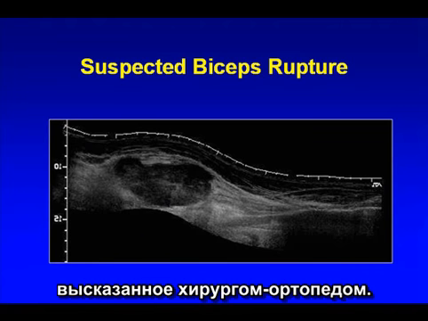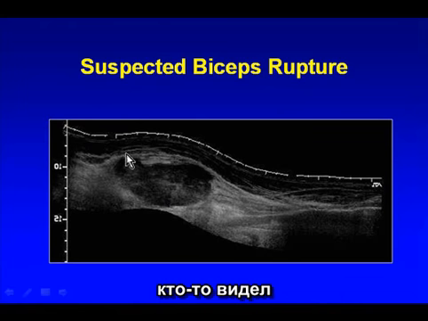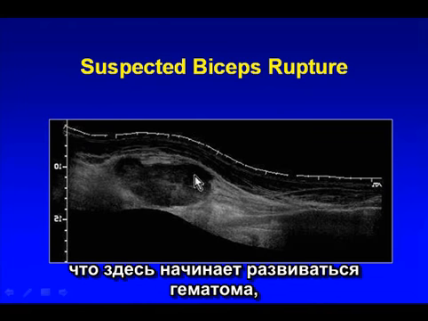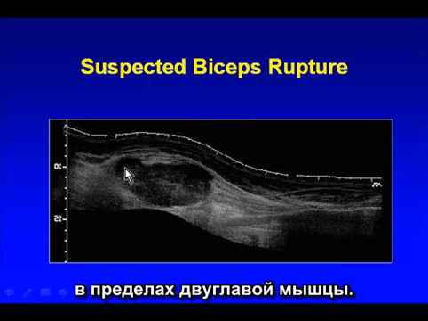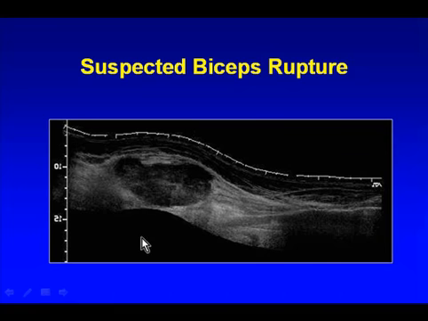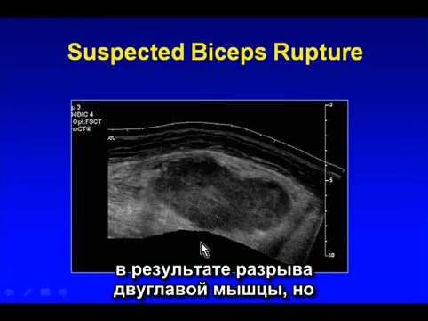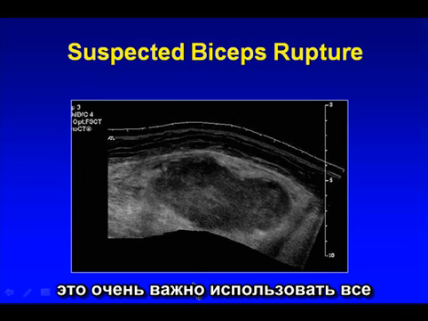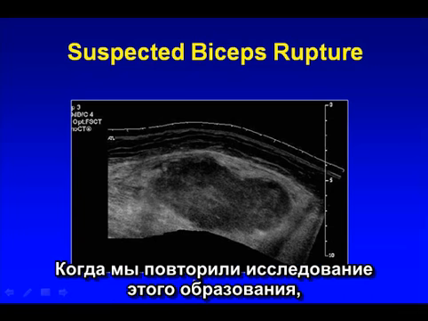by the orthopedic surgeon. But in looking at this image, one sees that where there was thought to be a hematoma from a biceps rupture, in fact, there is a mass involving the biceps muscle. Now, this could be a hematoma from a biceps rupture, but it's important to use all the tools at our disposal when we're evaluating a soft tissue mass.